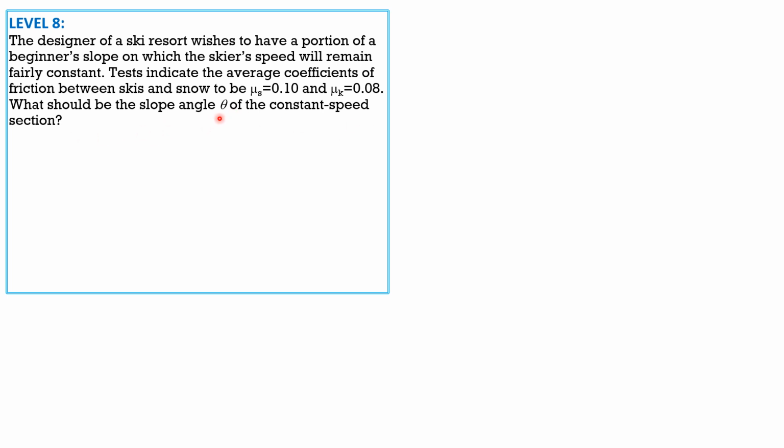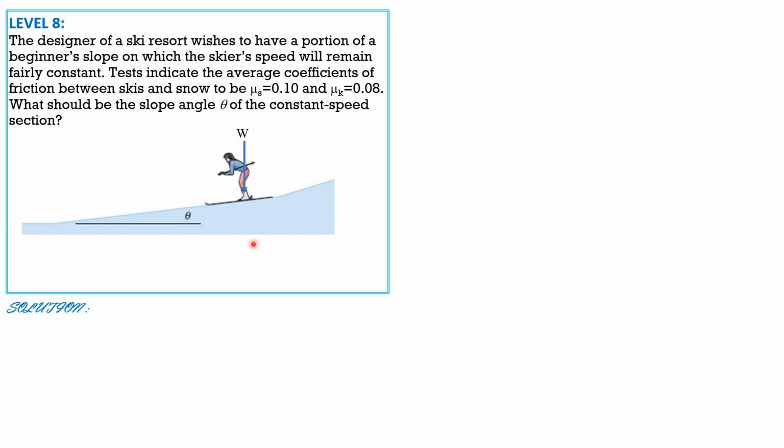So by principle and by analysis, take note that we are required to determine the slope angle theta of the constant speed section. So that means that section where the skier will have constant speed. So therefore, this problem belongs to dynamics. Although tangent of theta is equal to mu sub k by experience or by principle, we have to show that tangent theta is really 0.08.